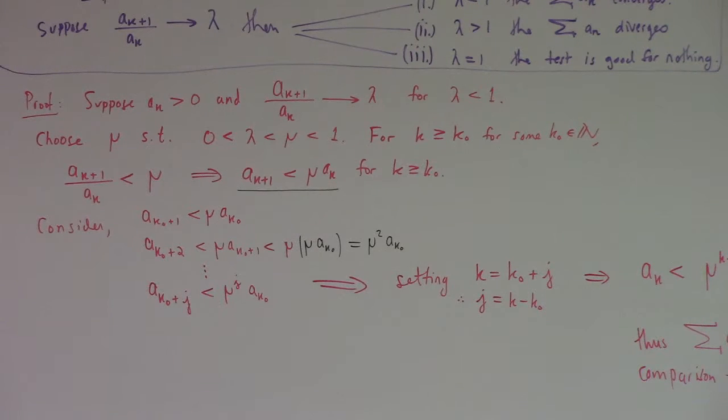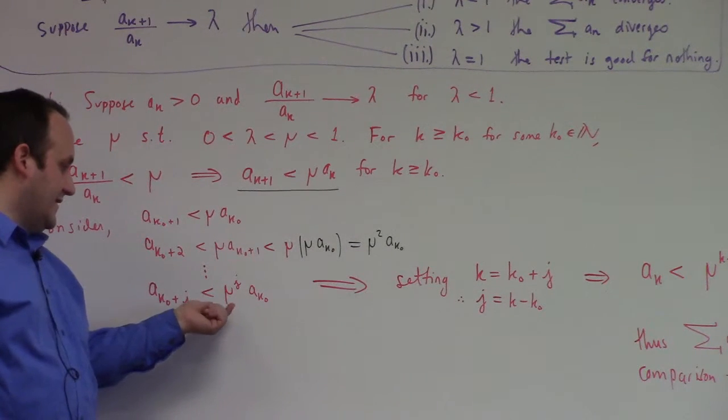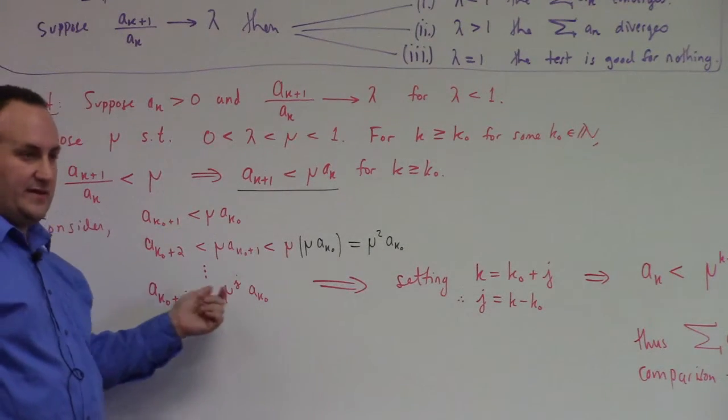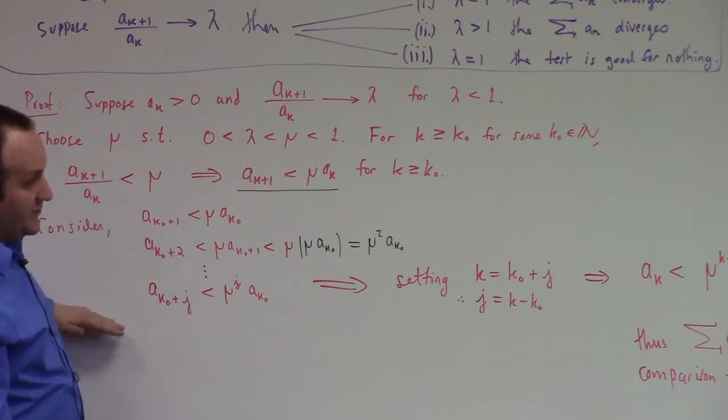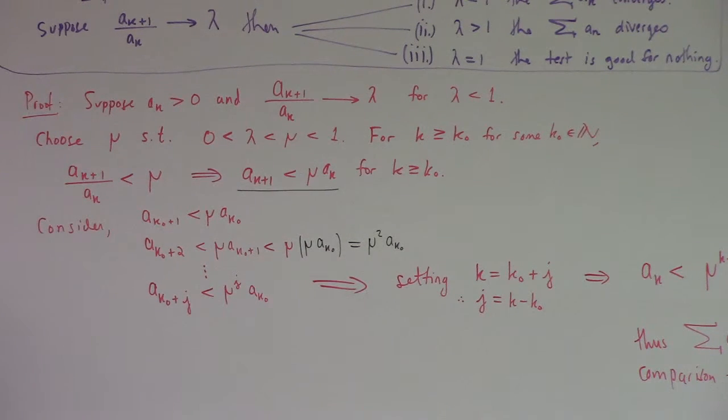So you keep doing this, all right? If you look at the jth iteration of this, if I look at a sub k naught plus j, I can show that that's less than mu to the jth power times a sub k naught by just repeatedly applying, going back up this chain. Or if you wanted to prove this carefully, we could prove it by induction.